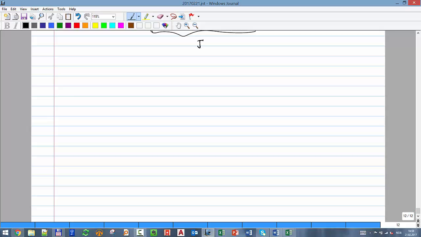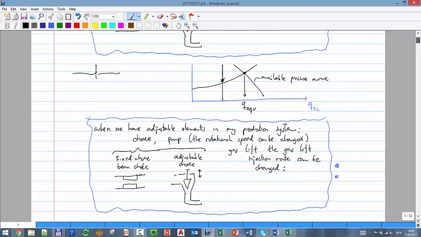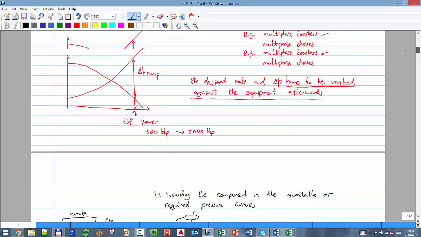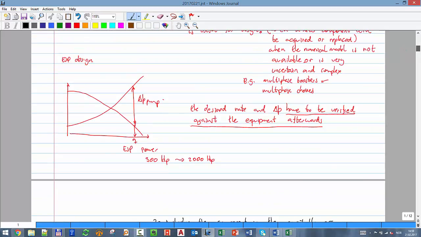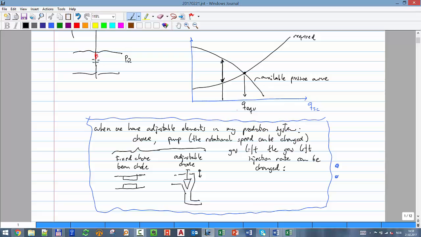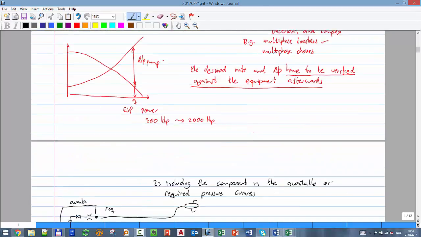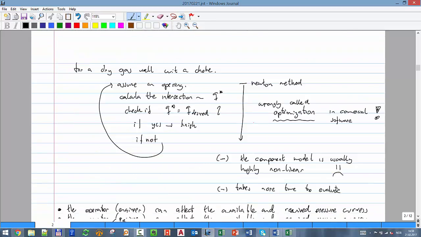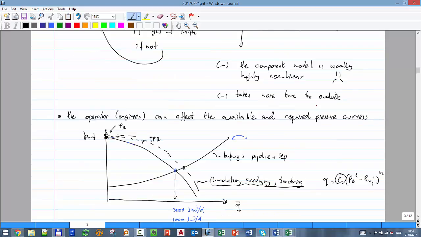Yes? Okay, so just to review what we saw today: equilibrium. I can take out the component or keep the component. It's equivalent, it depends on your preference. But I tell you, for design, if you don't have the equipment, it's better to remove the component. If you have the equipment, then you can leave it, but then usually you have to run this solving process. People call it optimization.